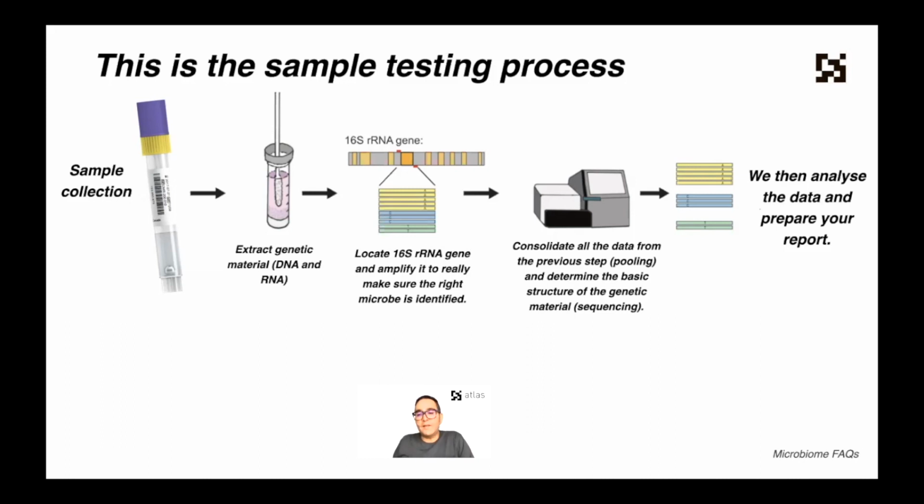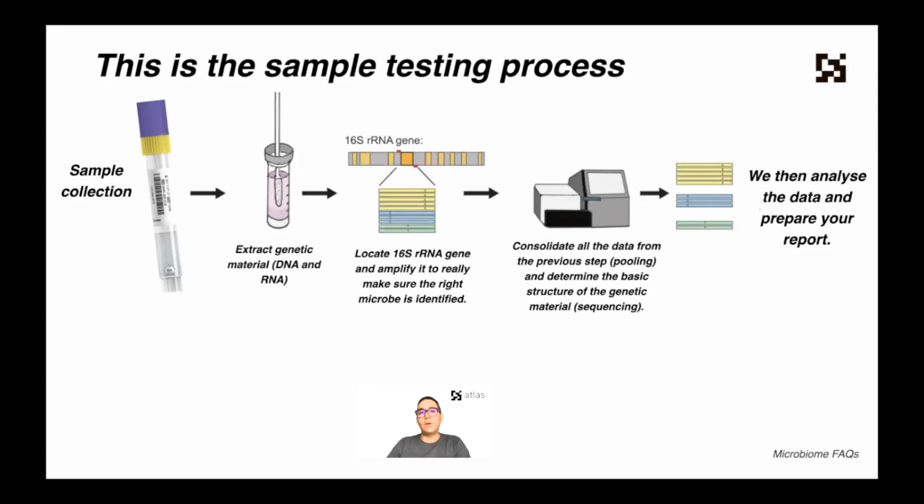So we do this, and there's a huge amount of data that is generated. So it needs to be put through a machine called the sequencing machine. And it looks like a big photocopier kind of thing. And that consolidates all of the information that's come out of your sample. That's called pooling the data. So it's just putting it all in one single place. And we also determine the basic structure of that genetic material, and that's called the sequencing. So again, we do that.